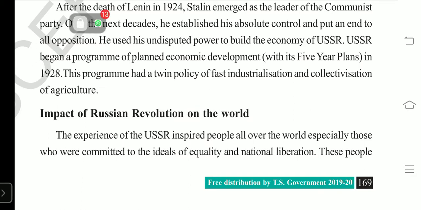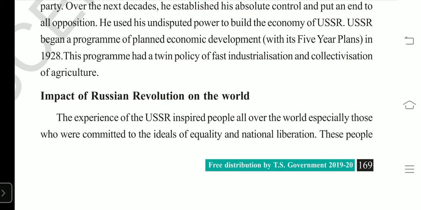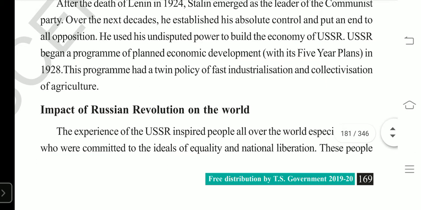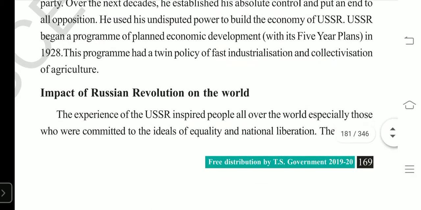And collectivization of agriculture: many of the people depended on agriculture, and they had small plots. So they were not able to produce enough food to overcome the shortage of food. So here Stalin introduced a program called collectivization of agriculture. That means all the small pieces of fields should be united to create a collective farm. That is a program introduced by Stalin, through which there was good cultivation of crops.